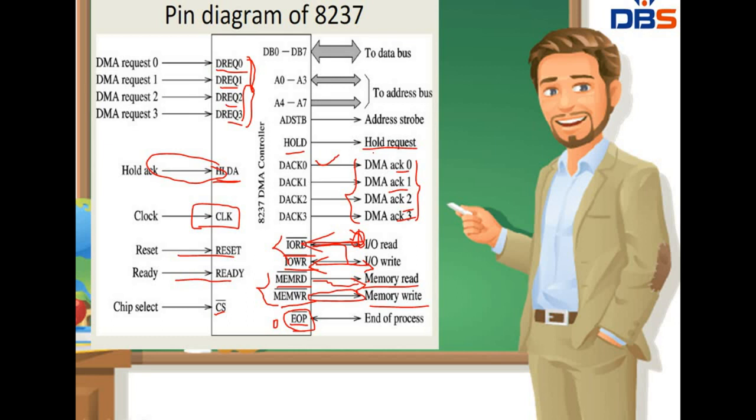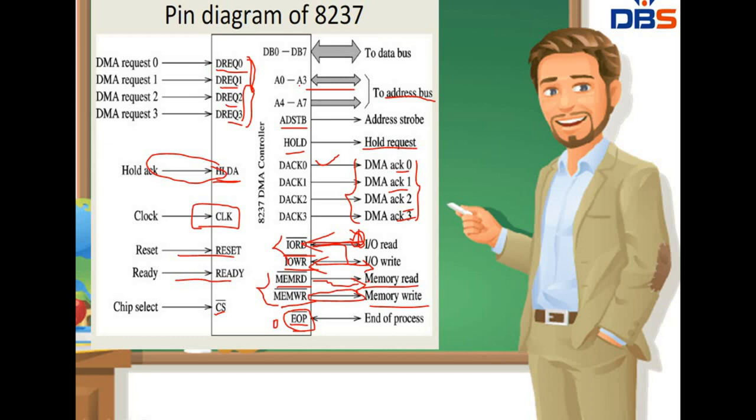Coming to the address strobe, this pin is used to control the latching of the address bytes. Here A0 to A3 and A4 to A7 are the address bus. The A0 to A3 address pins select an internal register during programming and provide part of a DMA transfer address during the DMA operation.